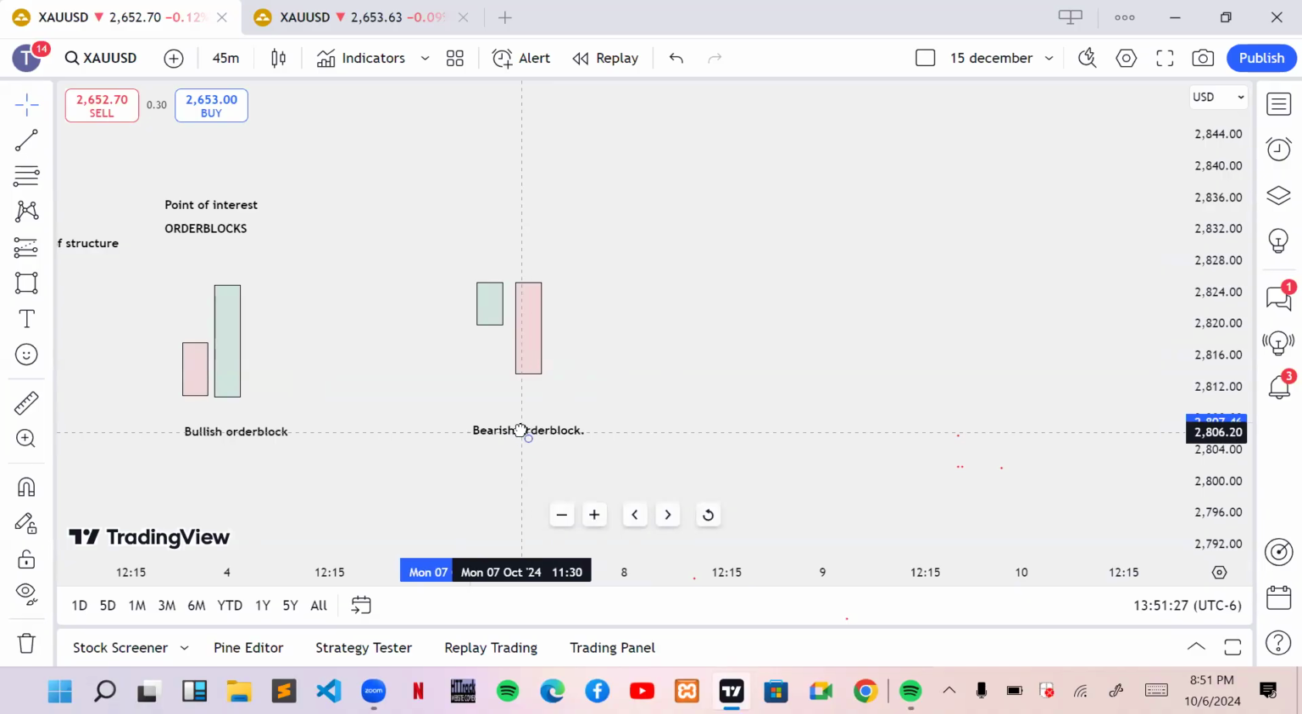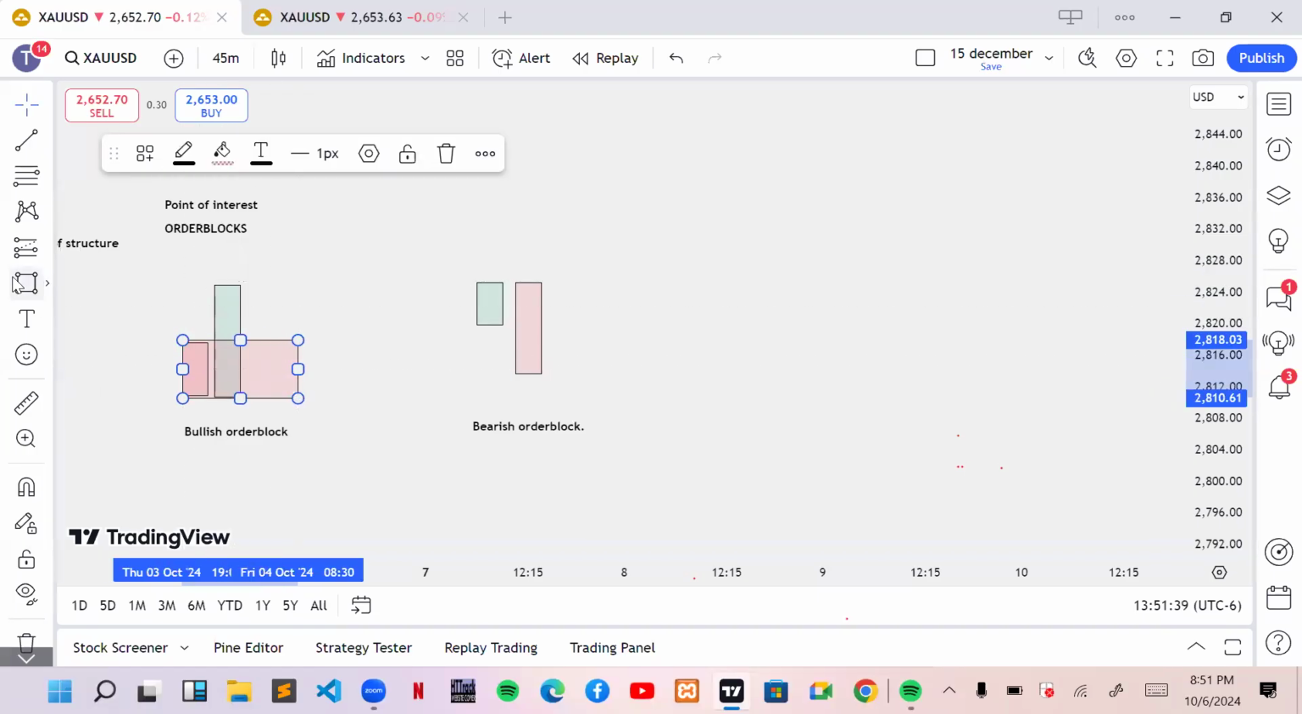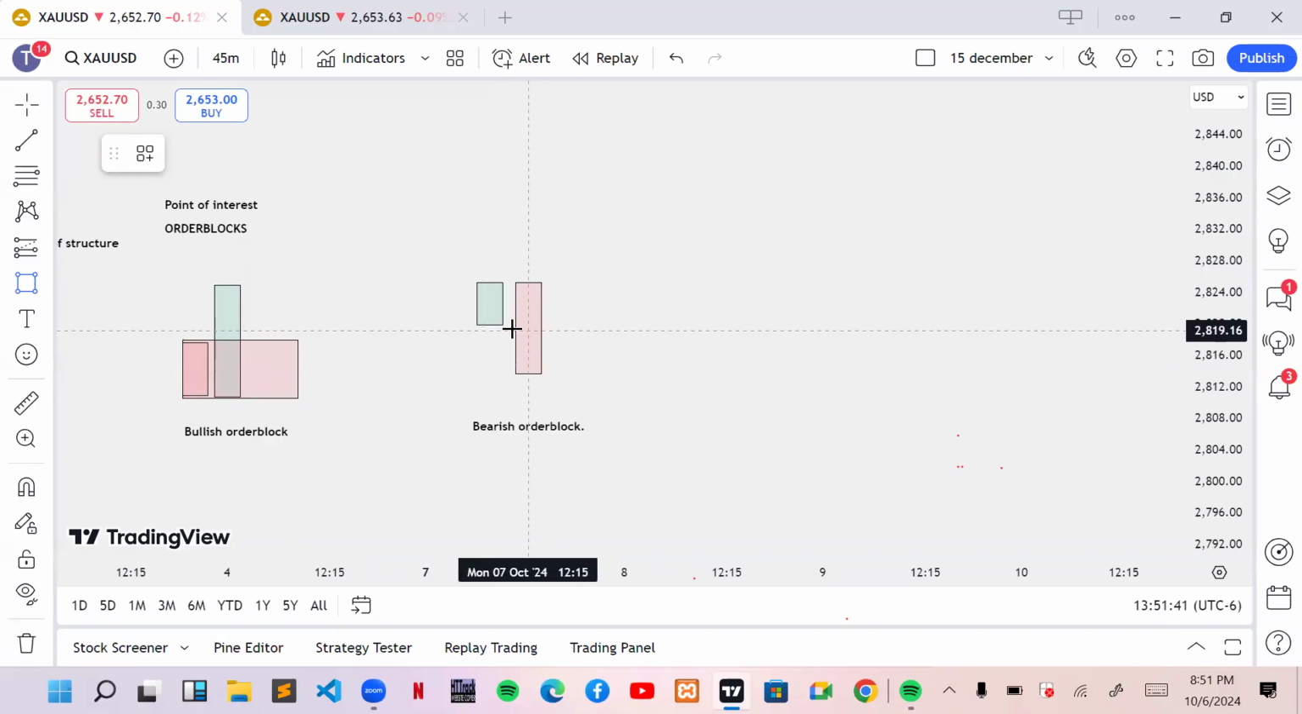Now, I know people also ask, how do you pick order blocks? You pick order blocks by picking the demarcation, the difference between the two. So this was the bearish move, and this was the bullish move that engulfed it. You pick your entry from here. Same as this: this was the bullish move and this was the bearish move that engulfed it. You pick the entry from here.